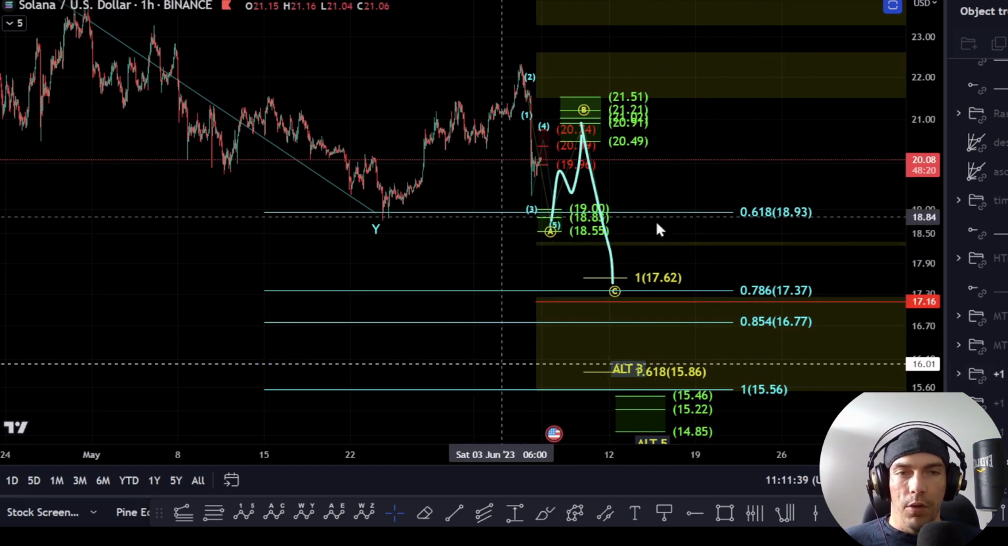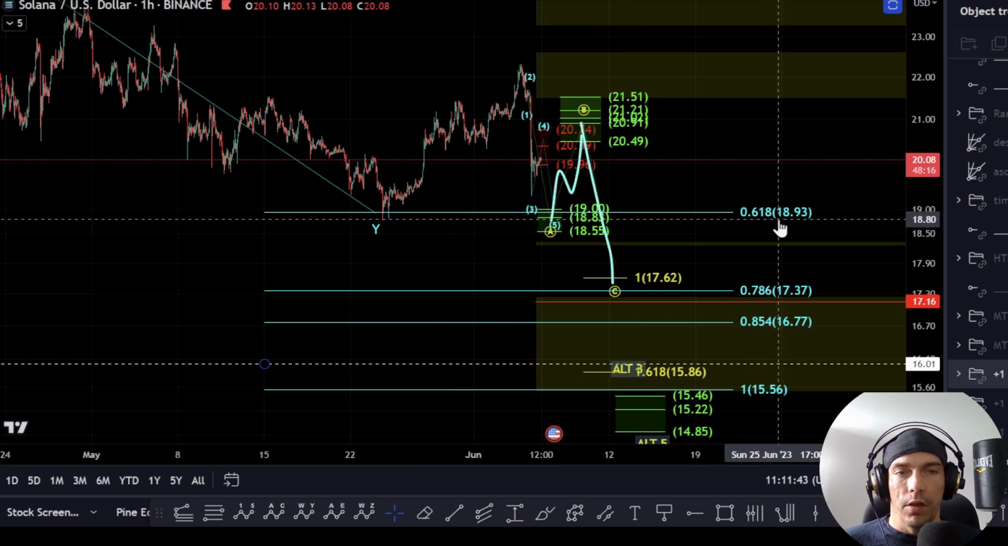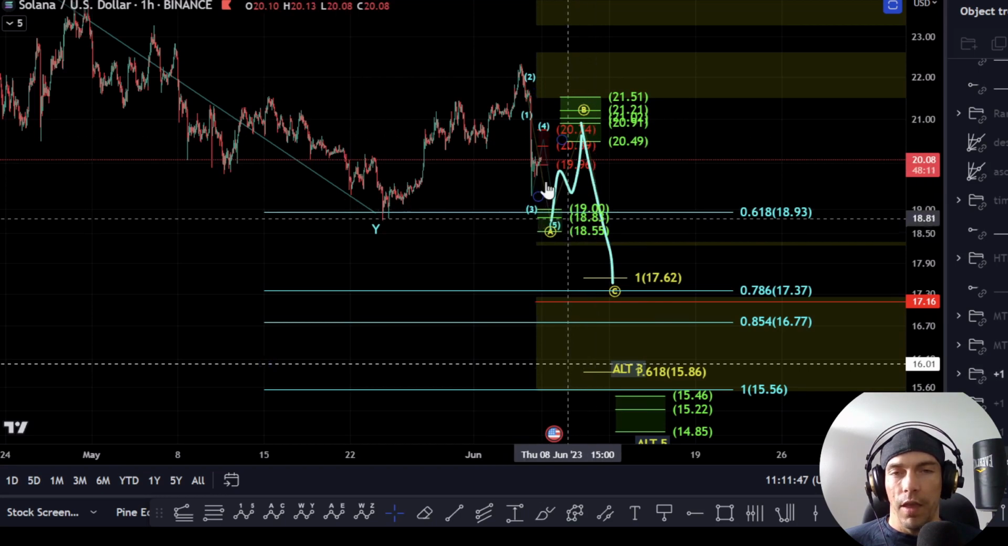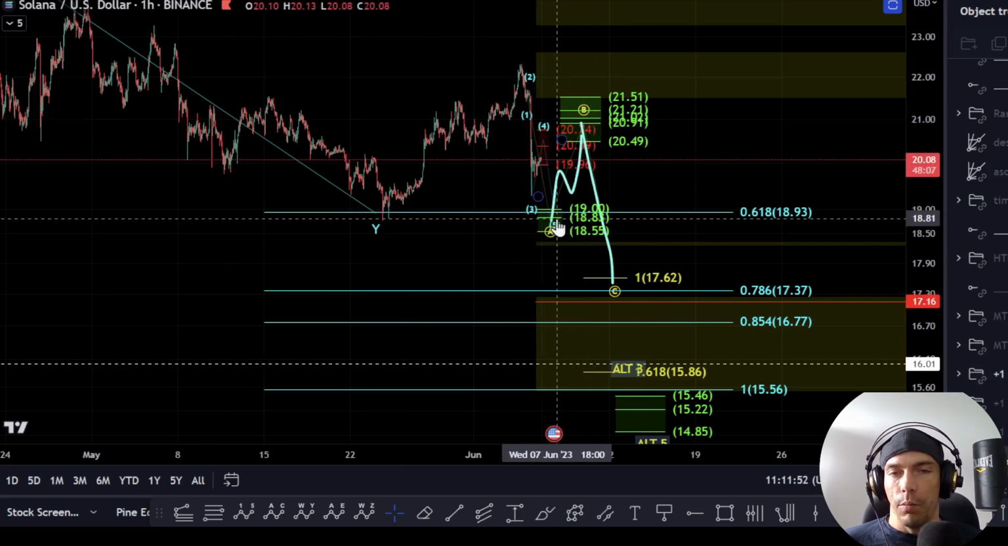Now, I would also be keeping an eye on this 0.618 area here, which would be towards this 18.93. If we do see price action halt there after one more drop to the downside, it is possible that this could in itself complete the move.